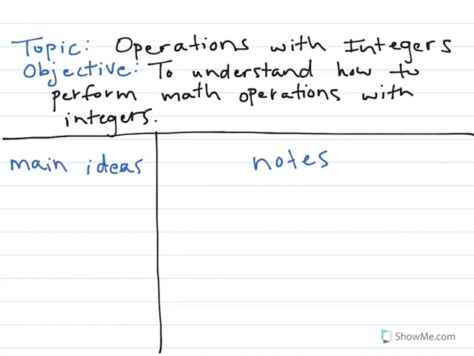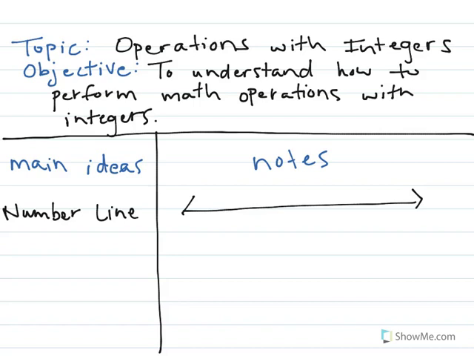Operations with integers. The first thing that we're going to talk about before we get going is the number line. Now, a number line is just a line that goes on forever and ever in both directions. We have 0, and then as we move away from 0 to the right, our numbers are increasingly bigger and they're positive. And as we move to the left, our numbers get increasingly smaller, but they're negative.